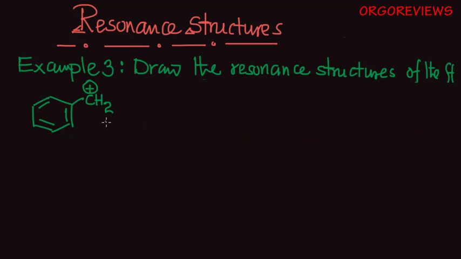In example 3, we're going to draw the resonance structure of the benzylic carbocation, which is one of the most stable carbocations you encounter in organic chemistry. To begin with, let's look at all the atoms and their hybridization states. It's very interesting to note that all the carbons in the structure are sp2 hybridized. So that makes it easy to push electrons onto.